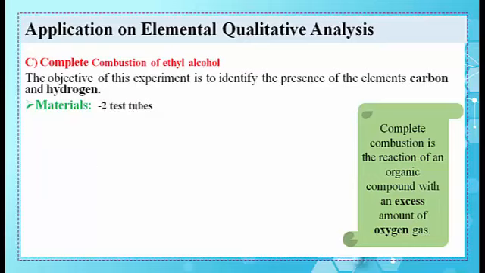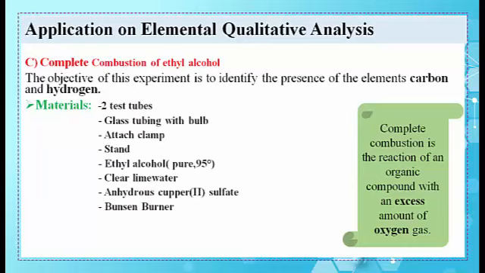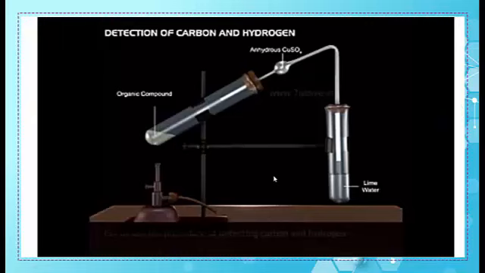The materials needed during this experiment are 2 test tubes, a glass tubing with a bulb, an attached clamp, a stand, ethyl alcohol, which is pure 95 degrees, clear lime water, anhydrous copper 2 sulfate, and a Bunsen burner. Now let's watch this video about the complete combustion of an organic compound, which is ethyl alcohol.